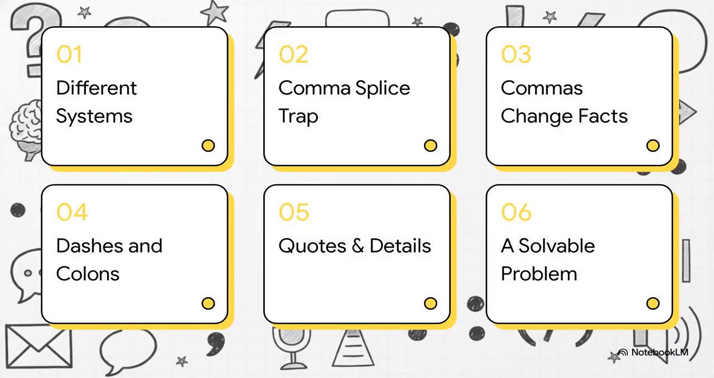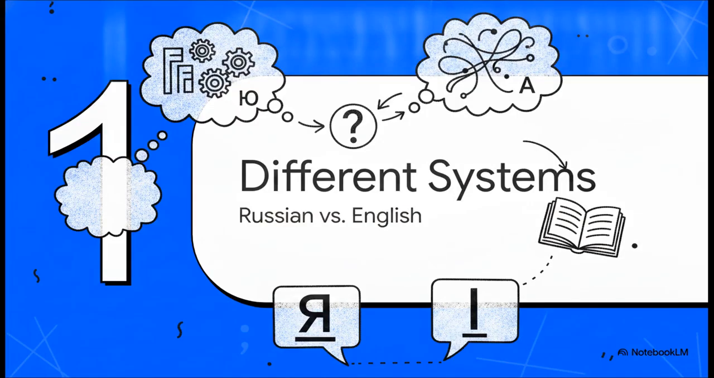So here's our roadmap. Number 1, two very different systems. 2, the comma splice trap. 3, commas that change the facts. 4, dashes, colons, and semicolons. 5, quotes, apostrophes, and details. And finally, 6, a highly solvable problem. Let's dive in. Part 1.